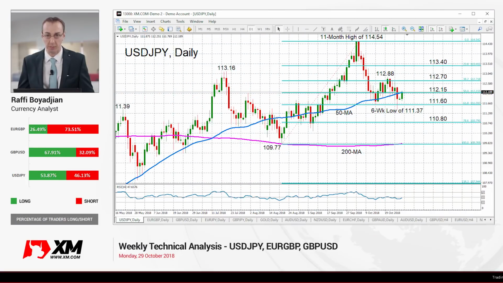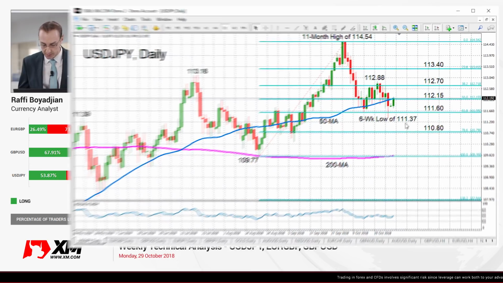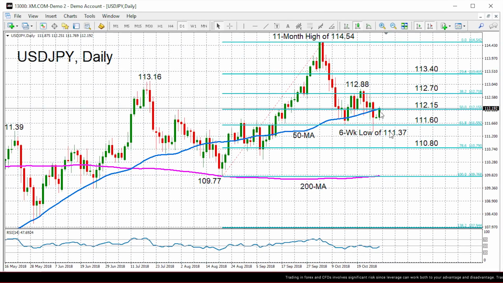The pairs we're going to be looking at this week are the dollar yen, the euro pound, and the pound dollar. We're going to start first with the dollar yen pair. We can see that the near-term bias is fairly neutral at the moment. RSI is sloping slightly outwards just below the 50 neutral level. We do have strong resistance at around 112.15, which is the 50% Fibonacci retracement of the uplift from 109.77 to 114.54. It's also where the 50-day moving average is currently standing.